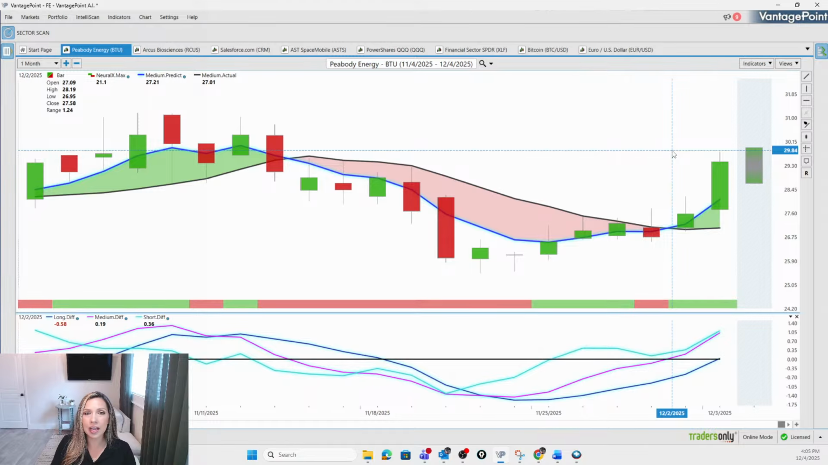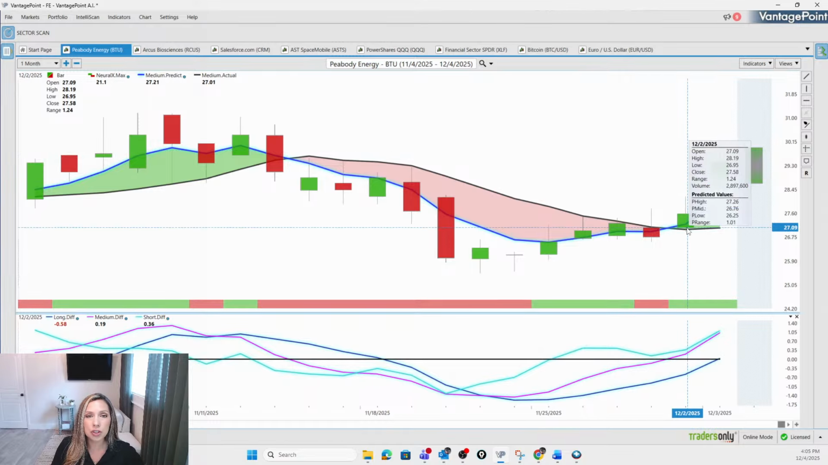So let's take a look at just how to identify a bullish trend in VantagePoint with confidence, right? I know a lot of traders really like to go long, especially with the market conditions that we've seen here recently. So I'm going to start with that. I'll get my pen out here just so everyone can see.